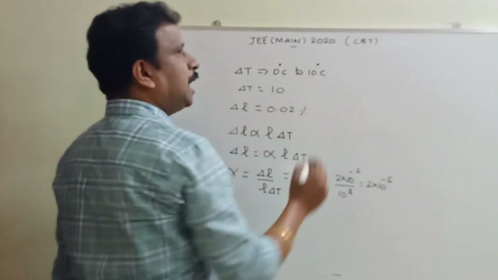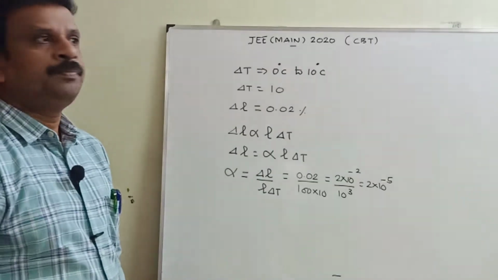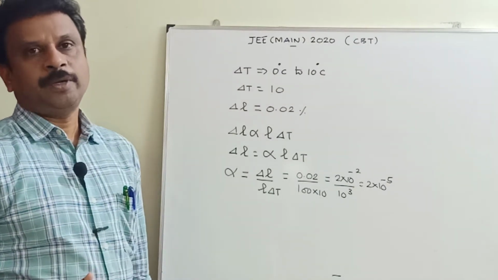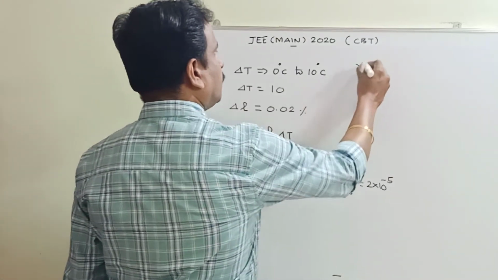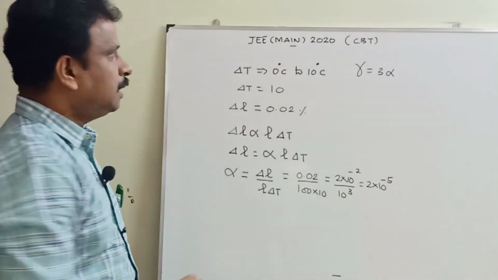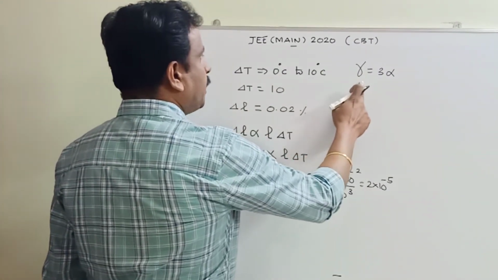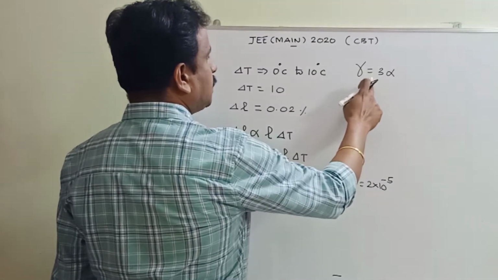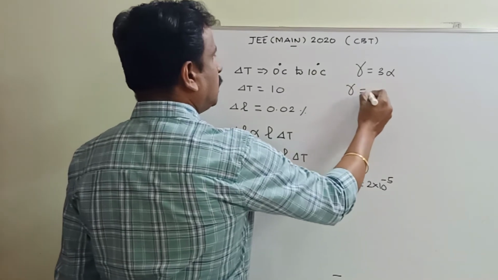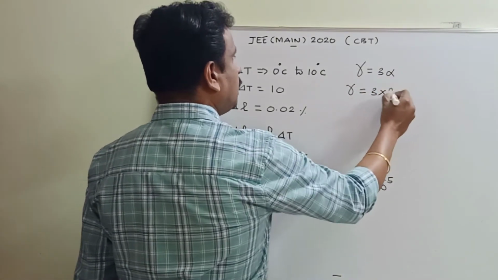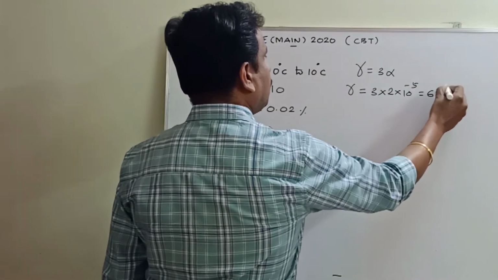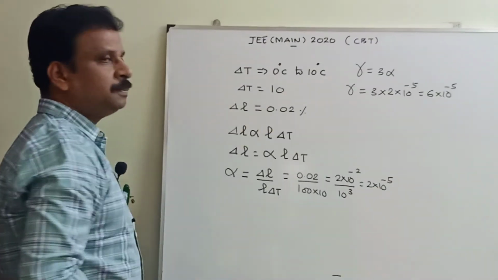Then the relation between alpha and gamma, where gamma is the coefficient of volume expansion. So, gamma is equal to 3 times alpha, you might have seen in the theory. So, the coefficient of volume expansion is equal to 3 times the coefficient of linear expansion. Okay. So, the gamma value can be now 3 into alpha, and alpha is 2 into 10 to the power of minus 5, which will be equal to 6 into 10 to the power of minus 5 per degree Celsius or per Kelvin.